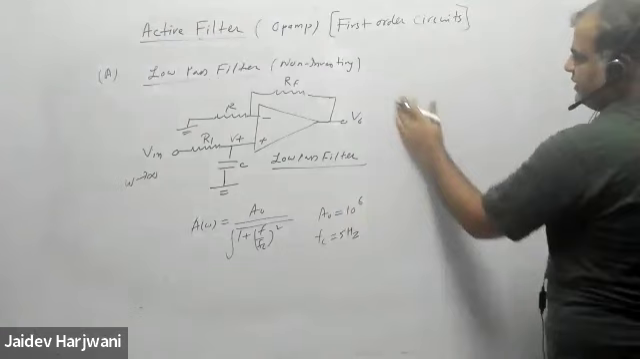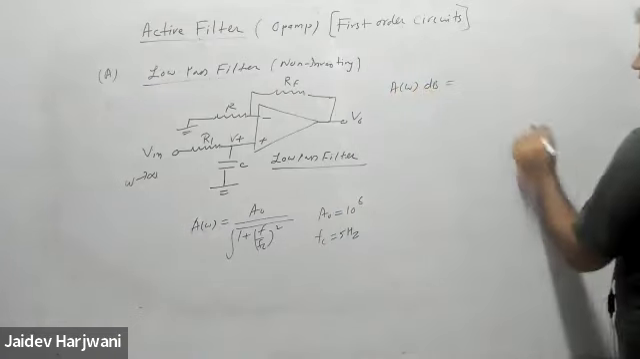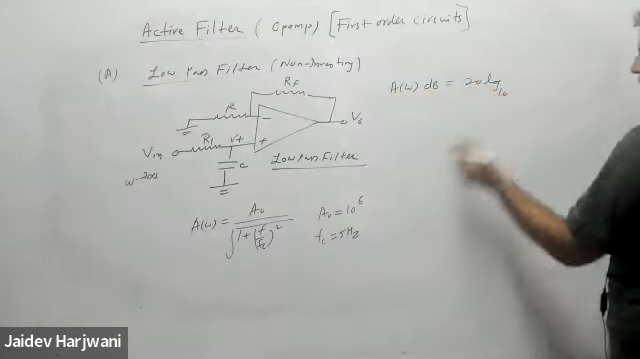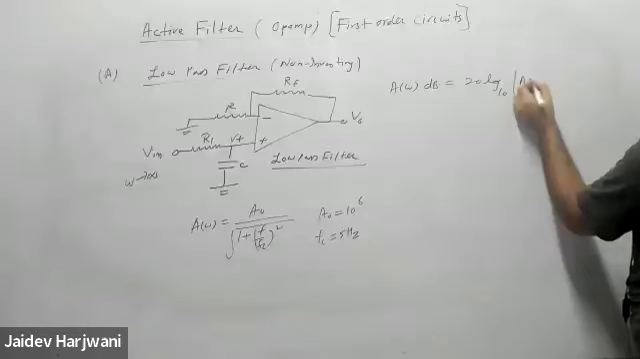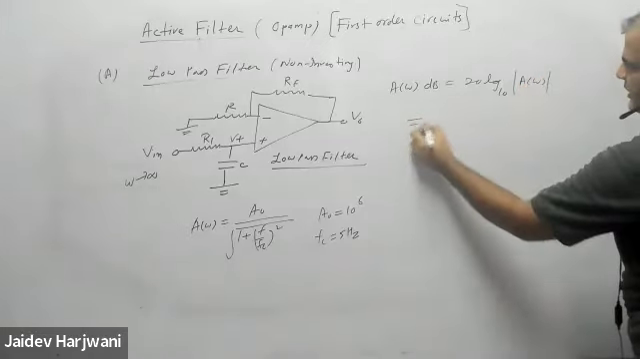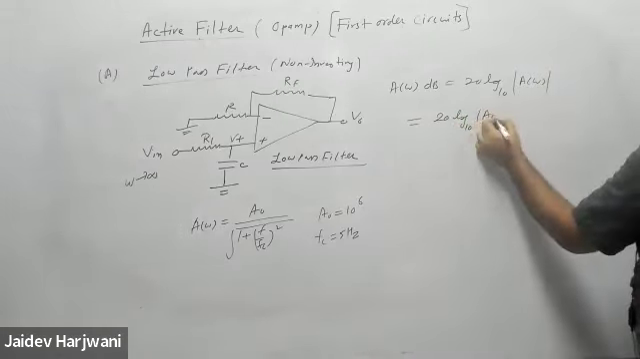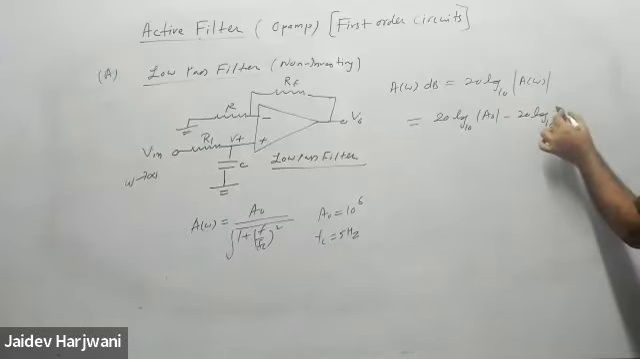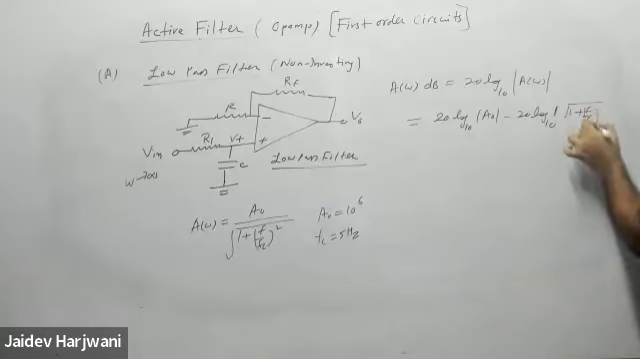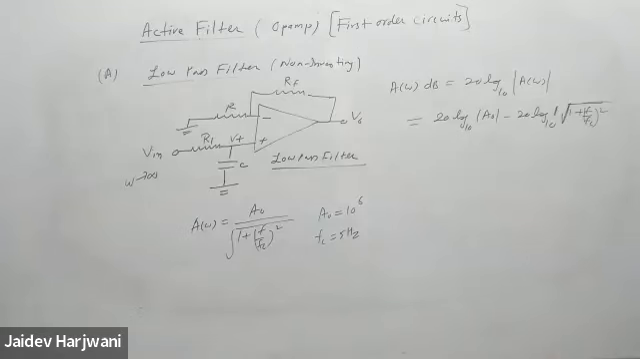Now if I want to write the gain in dB, I have to take 20 log 10 of the mod of A(ω). This can be written as 20 log 10 of mod A naught minus 20 log 10 of mod of the square root of 1 plus (f upon fc) squared. I can write it like this, and this is my dB.